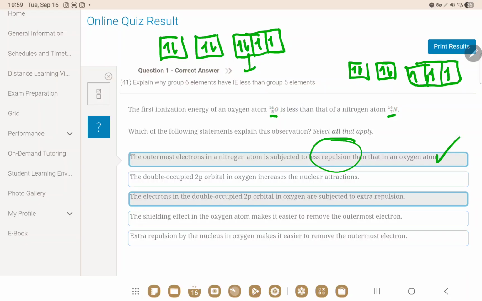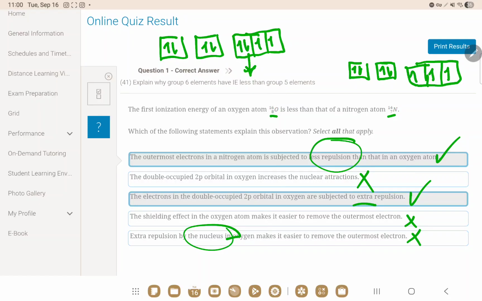The double occupied 2p orbital increases the nuclear attractions? No. They're repelling each other, so it's not attractions, no. The electrons in the double occupied 2p orbital in oxygen are subjected to extra repulsion, of course. Shielding effect in oxygen makes it easier to remove the outermost electron? They have the same shielding effect. They both have the same number of orbitals, so this has nothing to do with it. Extra repulsion by the nucleus in oxygen makes it easier to remove the outermost electron? The repulsion isn't in the nucleus, so definitely no.